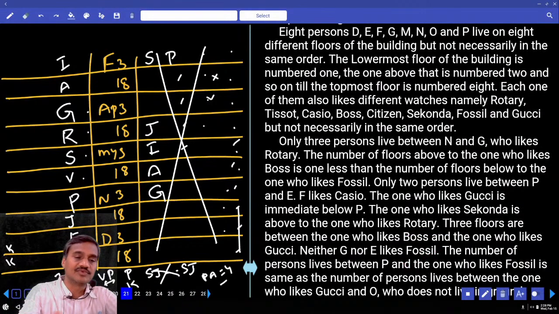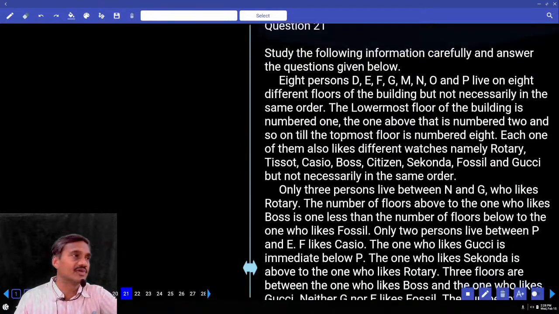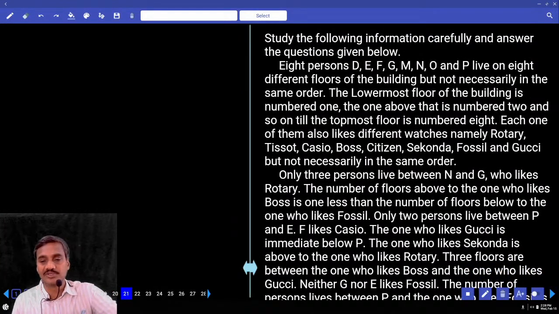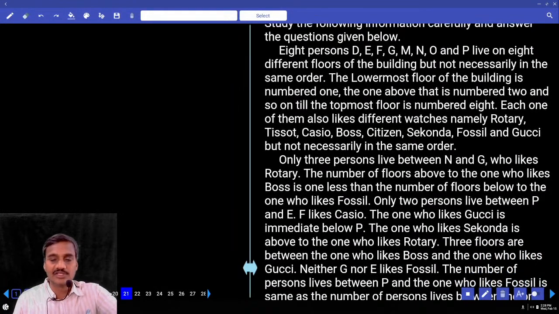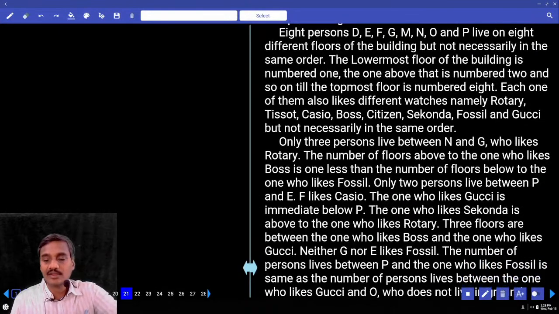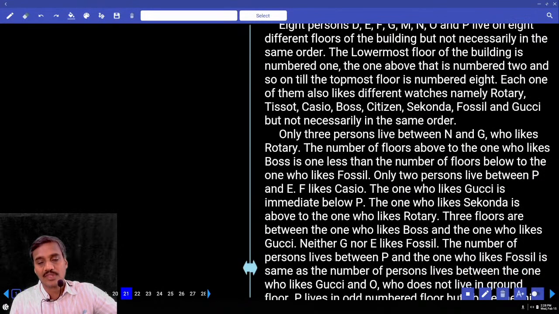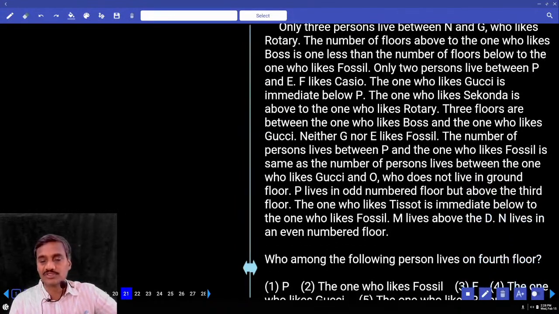Then 21 to 25. Now which category does it come under? 8 persons, 8 different floors, and each one of them also likes different watches. Now there is a parameter here also, and the information is also a little more.